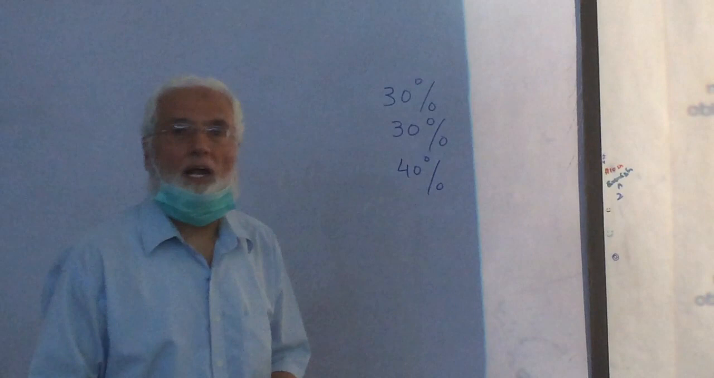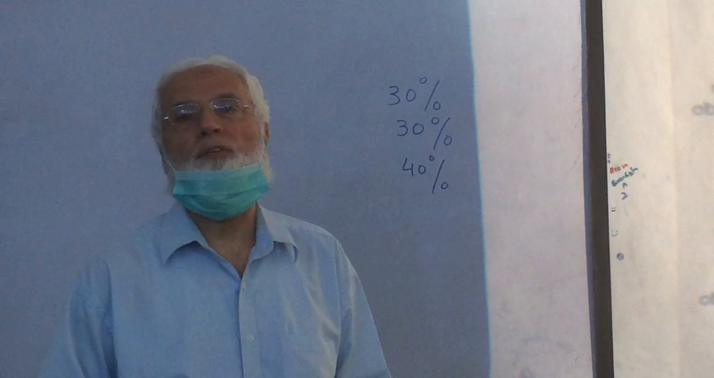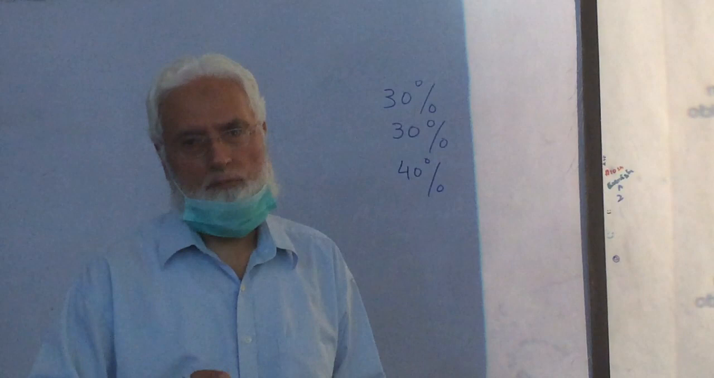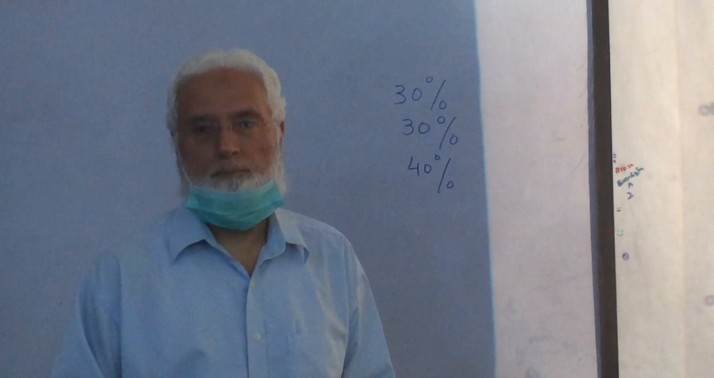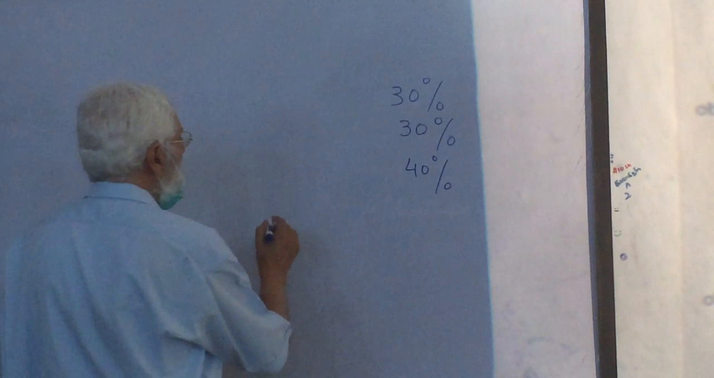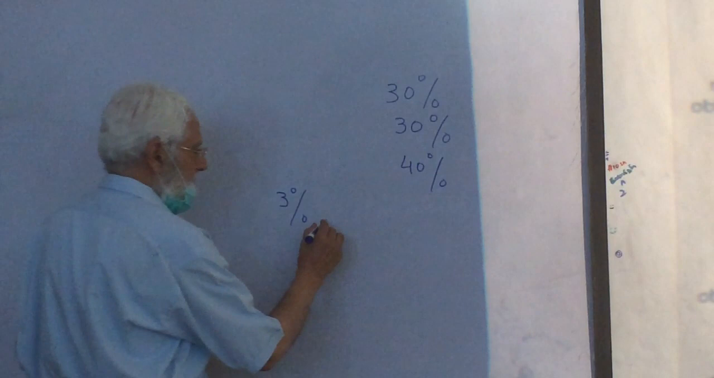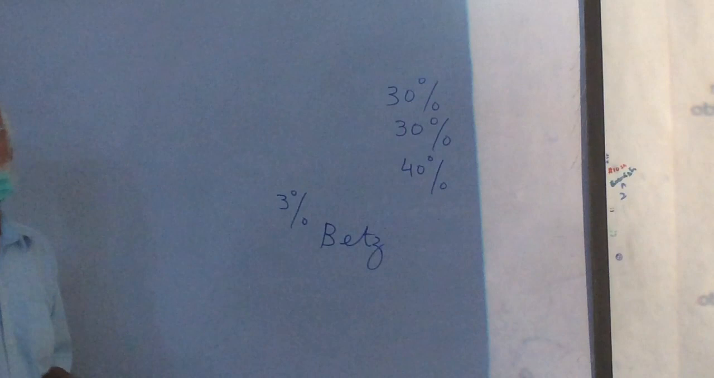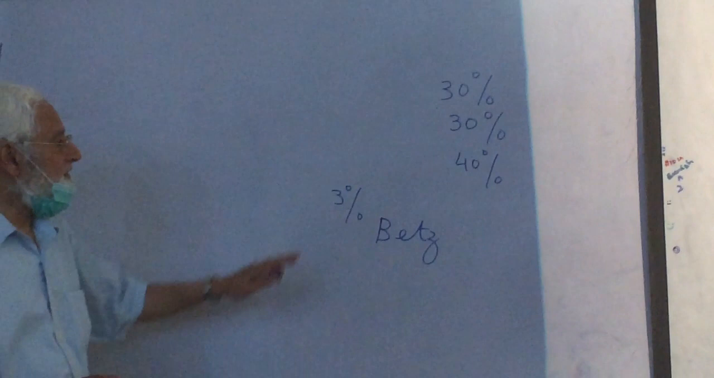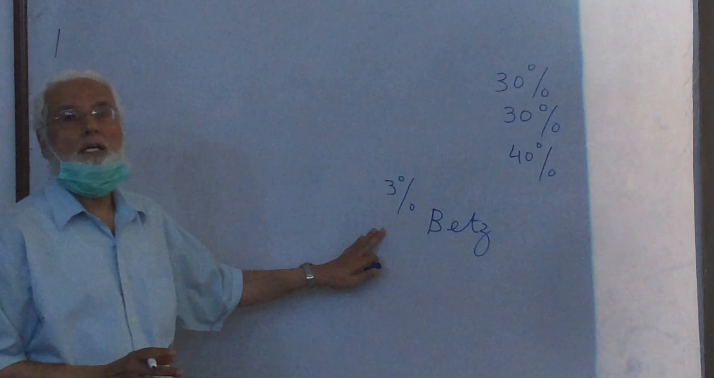The corticospinal tract consists of about 1 million nerve fibers. Most of the nerve fibers are myelinated, but slow conducting. Only 3% of fibers, which are the nerve fibers of the Betz cells, are relatively fast conducting.